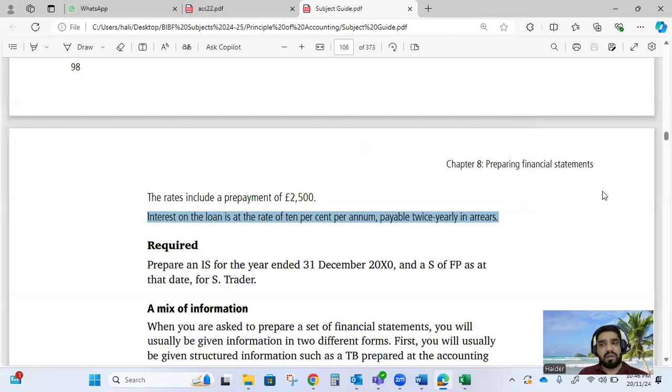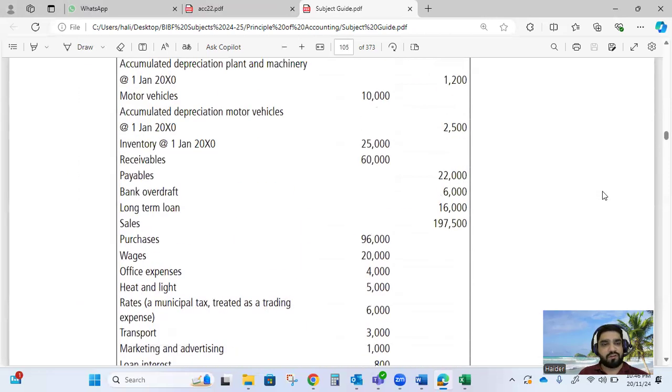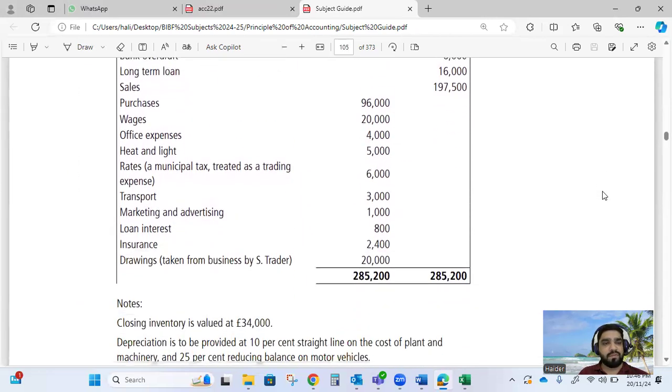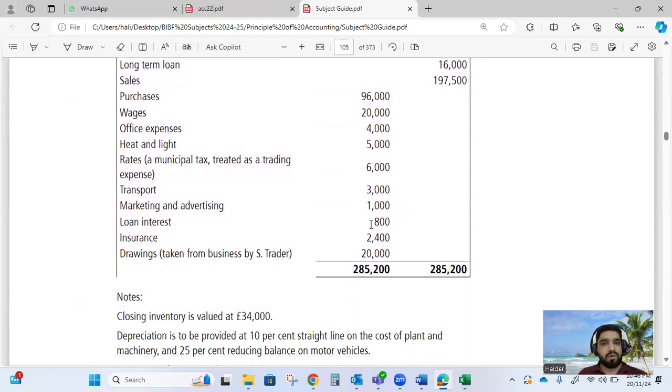So basically, if you look into the interest expense in the trial balance, 800 pounds is already paid. But if you look into the bank loan information, this was 16,000. So 16,000 times 10% means our interest cost is basically 1,600 according to this loan, out of which we have already paid 800.